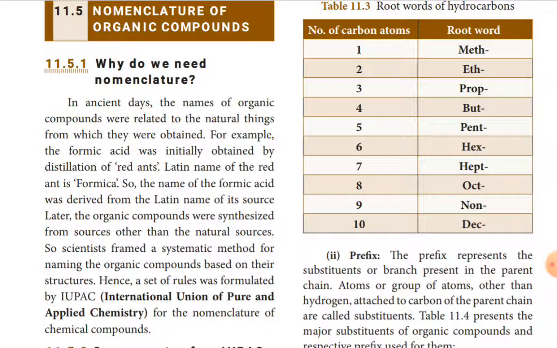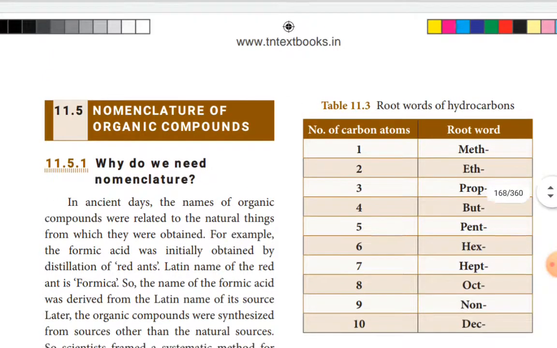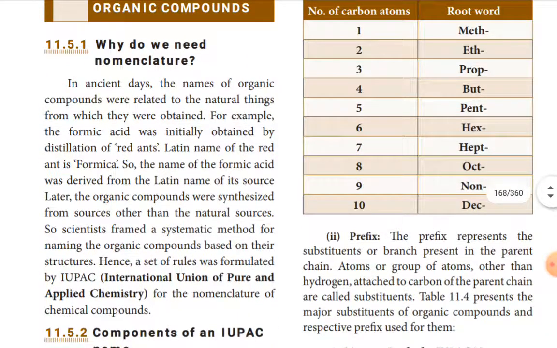But here, based on the IUPAC system, if only one carbon is present in the carbon compound, we use the root word meth. Two carbons, eth. Three, prop. Four, but. So 1 means meth, 2 eth, 3 prop, 4 but.